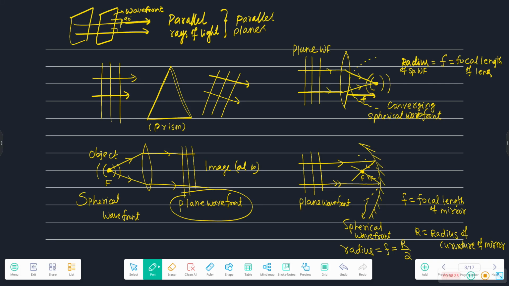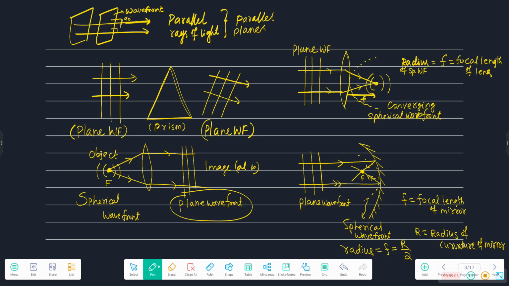Either a plane wavefront is coming and passing through a prism. What is the refracted wavefront? If this is a plane wavefront, I am writing WF as shortcut for wavefront, then this will also be a plane wavefront. And if a plane wavefront is coming and refracts through the convex lens, then what will it become? It will become spherical. Yes or no?